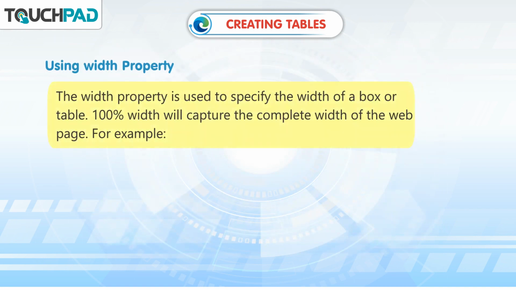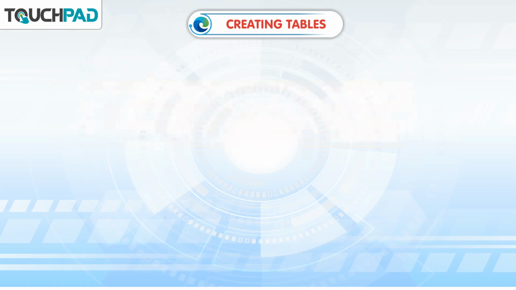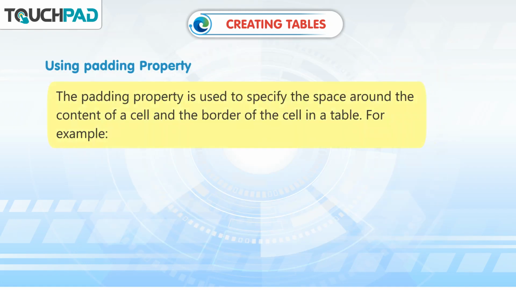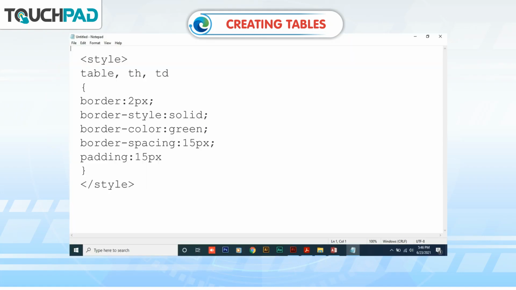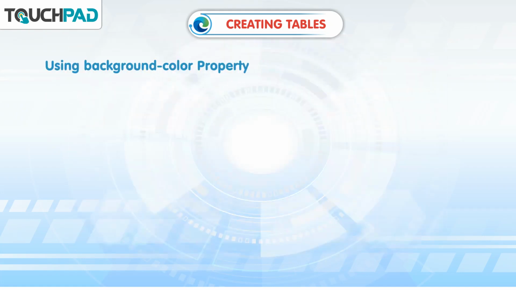Using width property. The width property is used to specify the width of a box or table. 100% width will capture the complete width of the web page. For example, using padding property. The padding property is used to specify the space around the content of a cell and the border of the cell in a table. For example, using background color property.